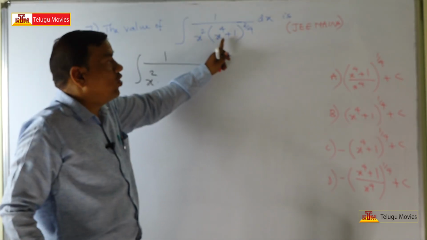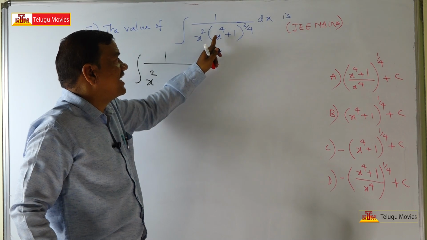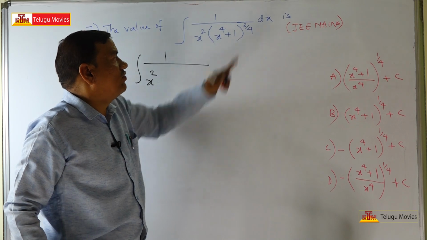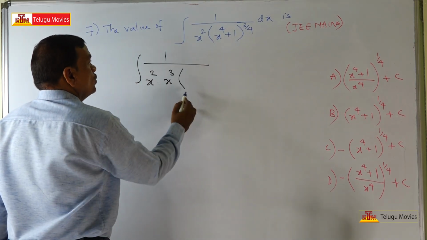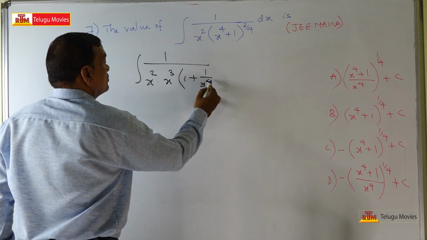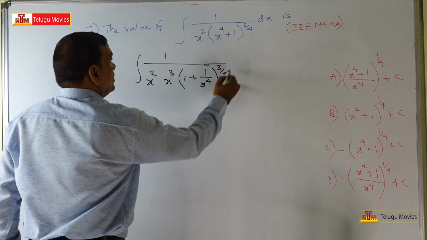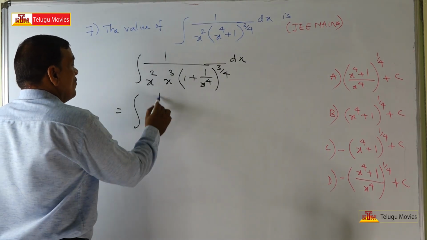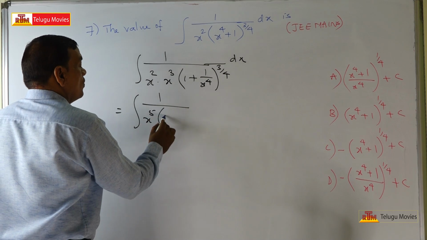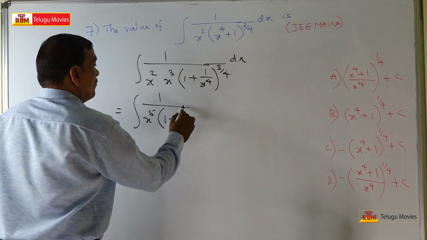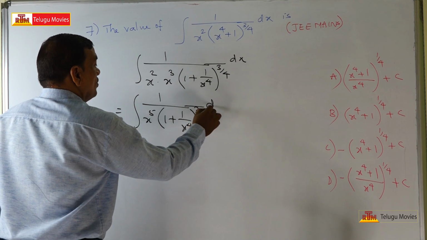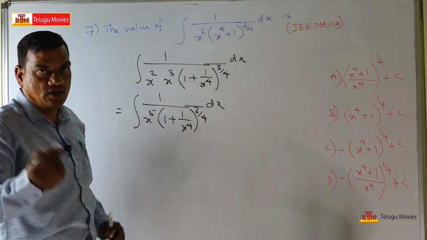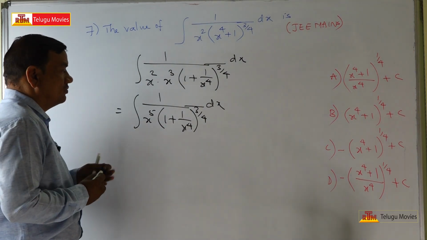From this (x power 4 plus 1) whole power 3 by 4, I will take x power 4 common outside. If I take x power 4 common outside, the 4 will get cancelled. This is x cube into (1 plus 1 by x power 4) whole power 3 by 4 dx. So this becomes the integral of 1 by x power 5 times (1 plus 1 by x power 4) whole power 3 by 4 dx. Why have I taken x power 4 common outside? Now you will come to know.